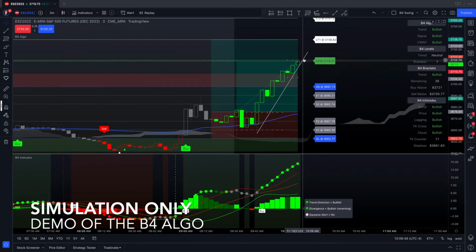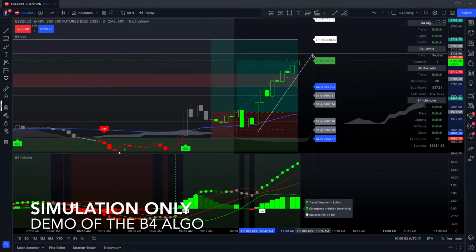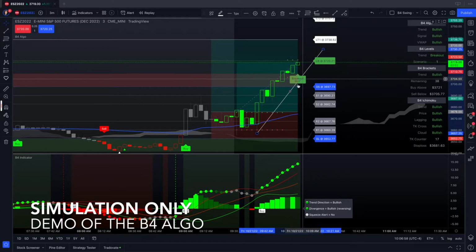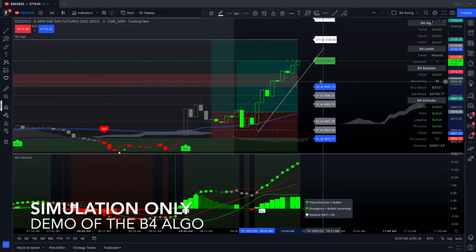Our brackets are dynamic support and resistance right now for the present time frame. Here we are, we're getting a breakout buy. It hasn't confirmed yet. Breaking the top of that bracket.